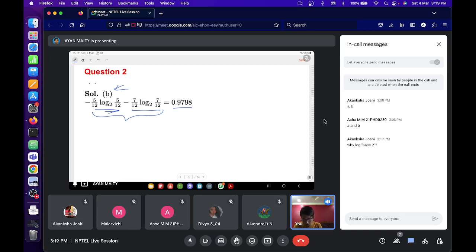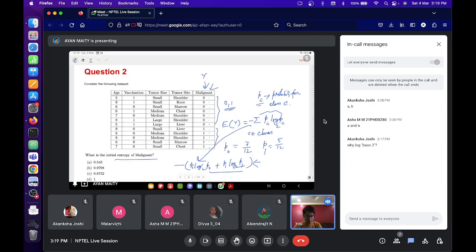So this is how you compute entropy. Is there any doubt in this, how we are computing this? Does anyone have any doubt in this question?